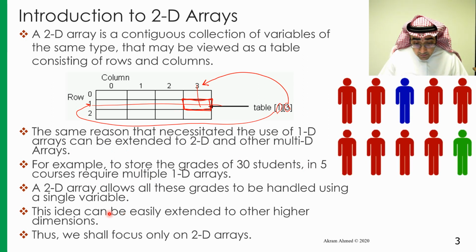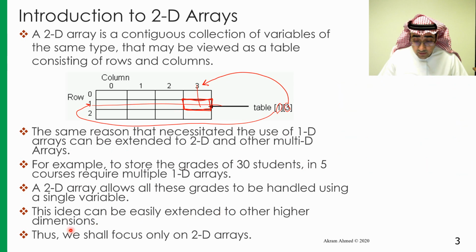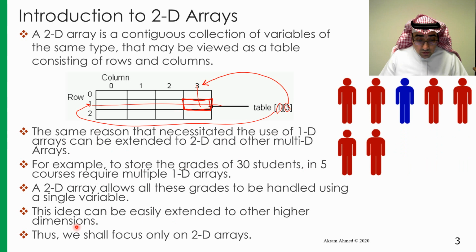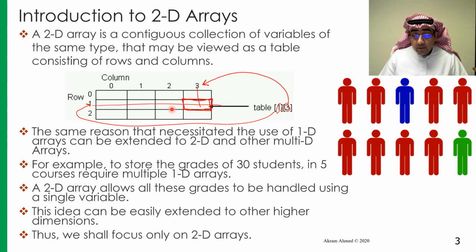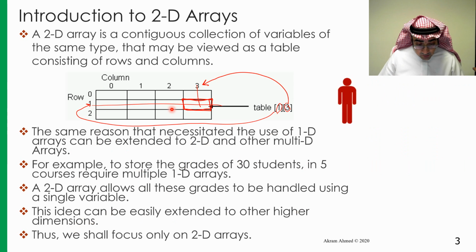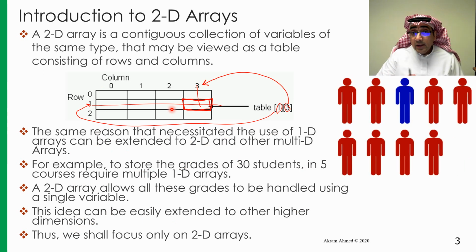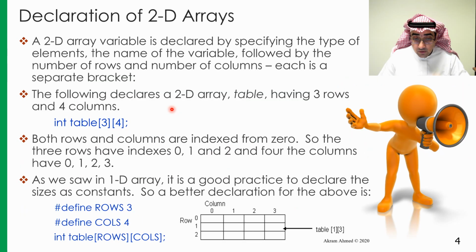This idea can be easily extended to higher dimensions, so you can have 2 dimensions, 3 dimensions, 4 dimensions, whatever you want. The 2 dimension is a table, the 3 dimension becomes a cube, and then you can grow onto other dimensions. We will focus only on 2D arrays. In this class we only go to 2D arrays. We will not take you more than that.